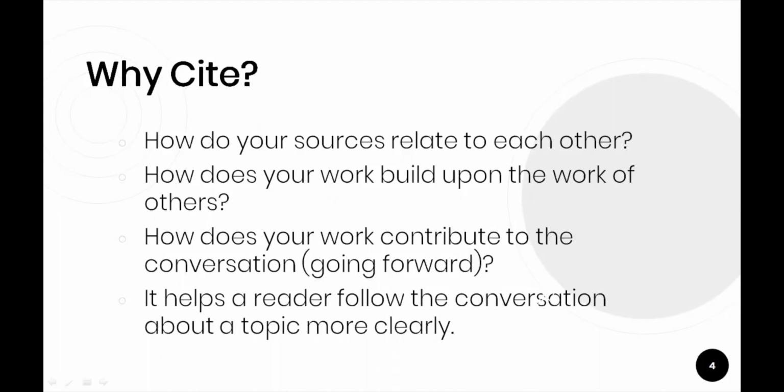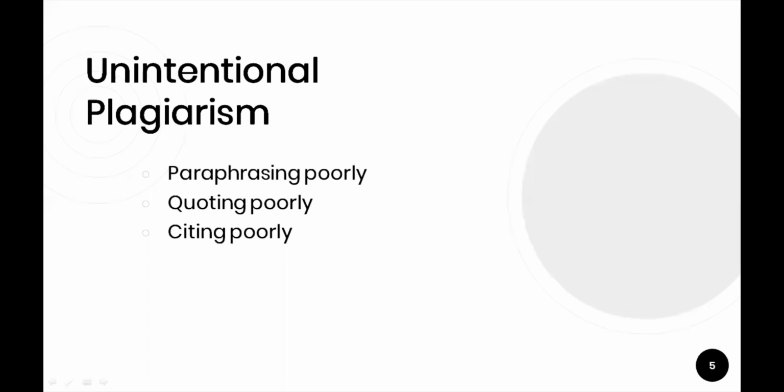It should be noted that anything that is not the author's original ideas and is not a common knowledge or a universal truth should be cited. And whenever an author is in doubt, he should always cite. Sometimes authors make mistakes unknowingly. Unintentional plagiarism is one such mistake.